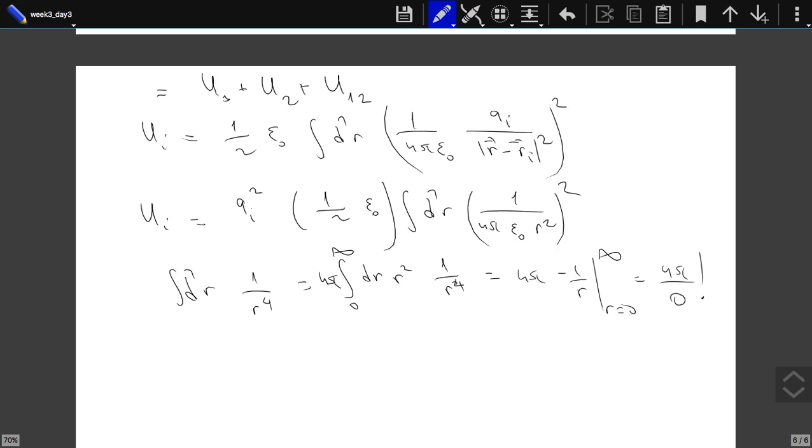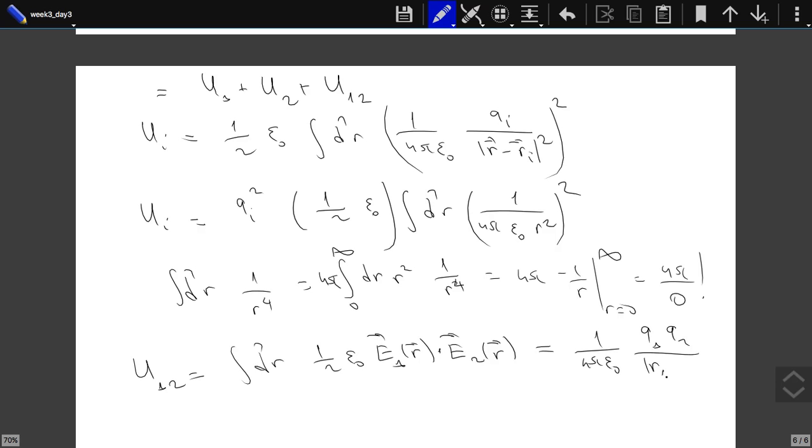Well, these are just constants, so we can just ignore them. The interesting part that we cannot ignore will be this U12, which is integral d cubed r of 1 over 2 epsilon 0, E1 at the point r, scalar product with E2 at the point r. Well, I will not evaluate this integral. There's an evaluation in your book. If you are curious, just pick it up. And this just turns out to be 1 over 4 pi epsilon 0, Q1 Q2 divided by |R1 minus R2|.